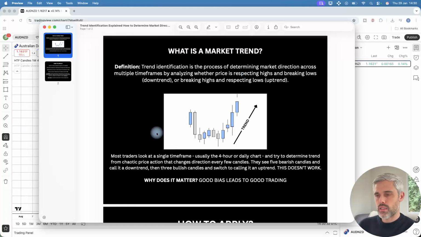Most traders are just looking at a single time frame, so they're just executing based on price action, or maybe they're looking at one higher time frame candle, maybe the monthly if you're swing trading, but you're not getting the full picture. You need to combine those time frames. Why does it matter? Because good bias leads to good trading. You can get a lot wrong. If your bias is good, you're going to win more trades.